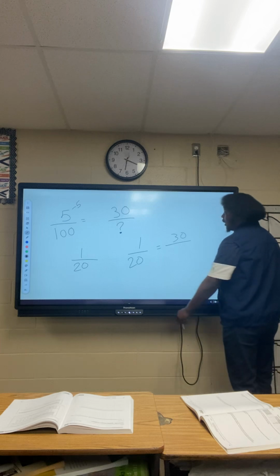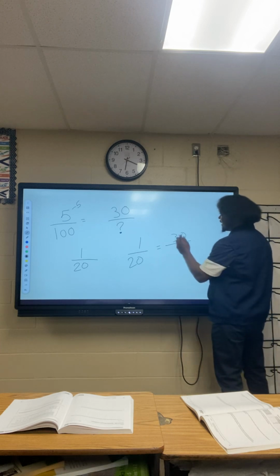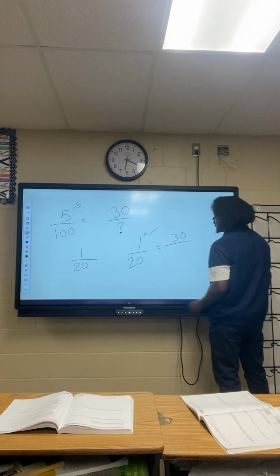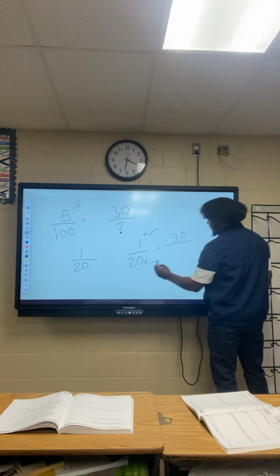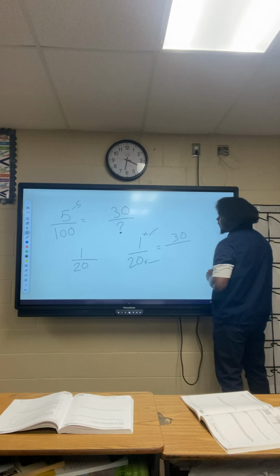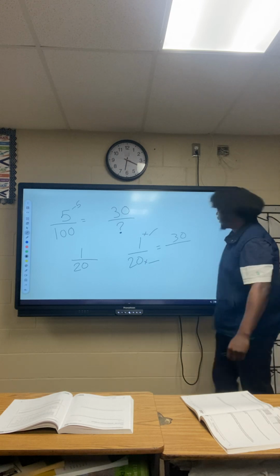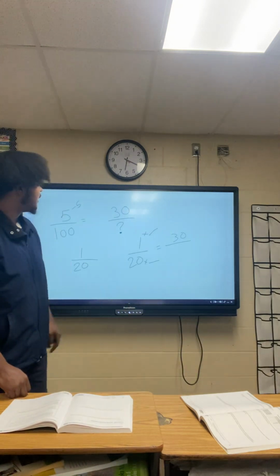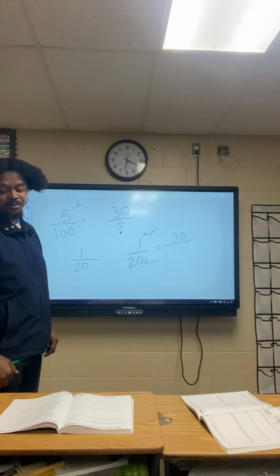All right, so what do we need to multiply the 1 by to get to 30? Remember, whatever you do to the top, you got to do to the bottom. And that's going to give you your bottom number. All right, so that will let you know the total number of hives that Joshua had. So you're also going to solve, but you're also going to need a complete sentence.